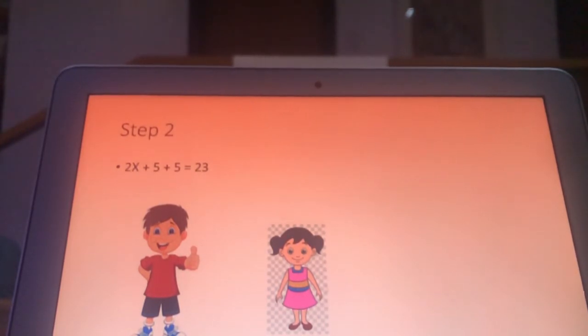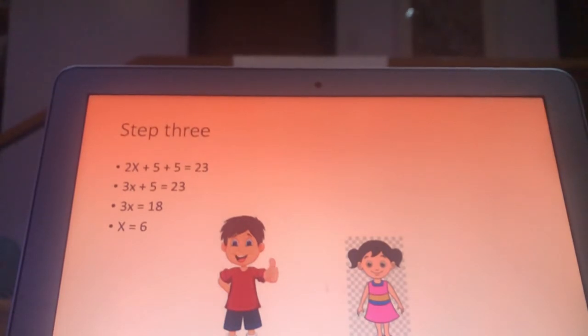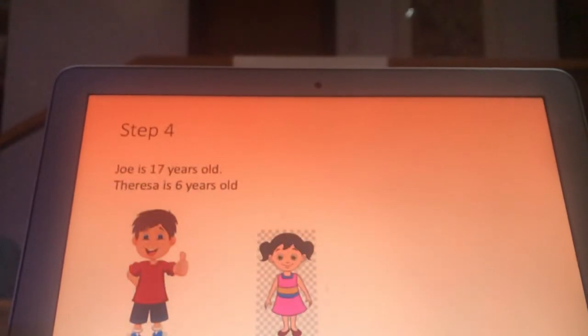Okay, the next, step 3. So now for step 3 we're actually going to have to simplify. So 2x plus 5 equals 23. 3x plus 5 equals 23. 3x equals 18. x equals 6. So from this information we've gathered, we could safely say that Joe is 17 years old and Teresa is 6 years old.